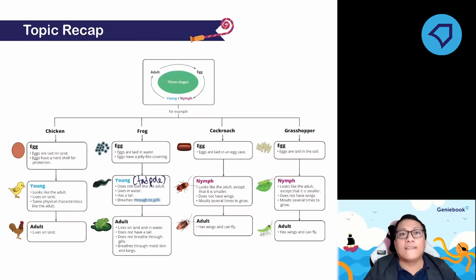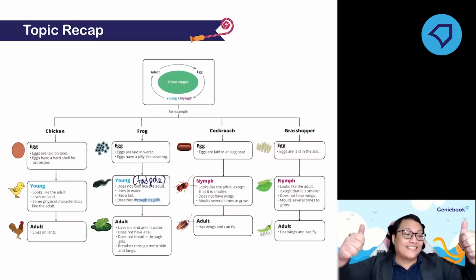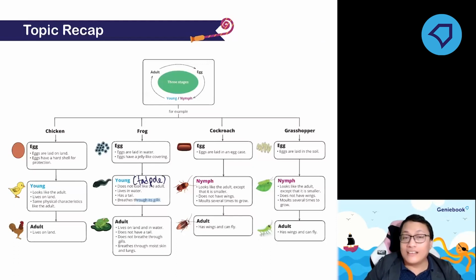So remember that nymph resemble the adult. But then what is the difference between the nymph and the adult? The nymphs do not have wings, but the adult have. Very good. The nymph molts, but the adult doesn't molt. Both nymphs and adult actually molt. Okay, so I guess no question.